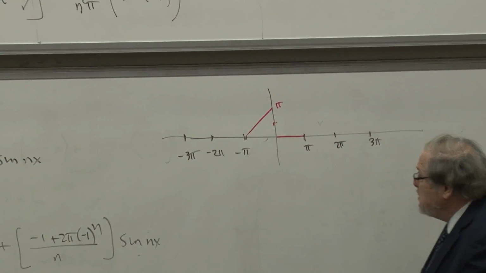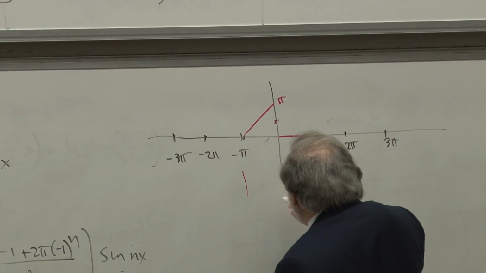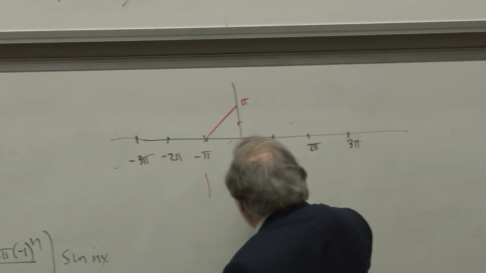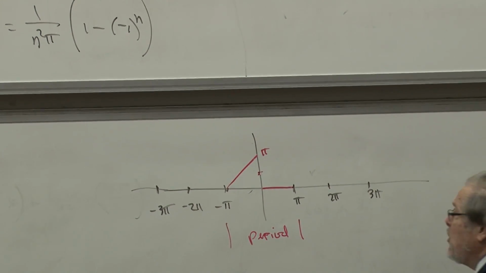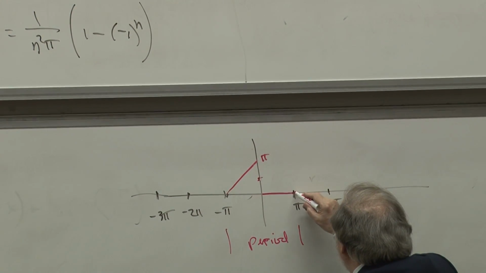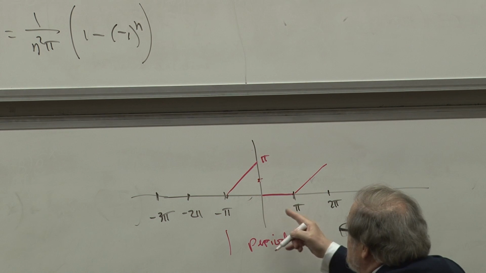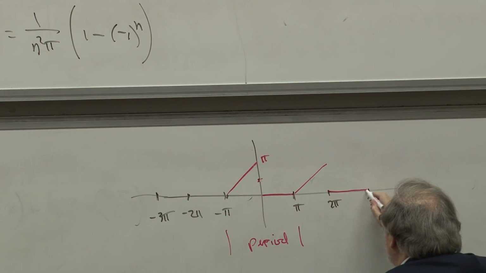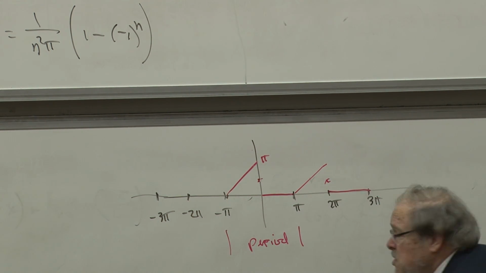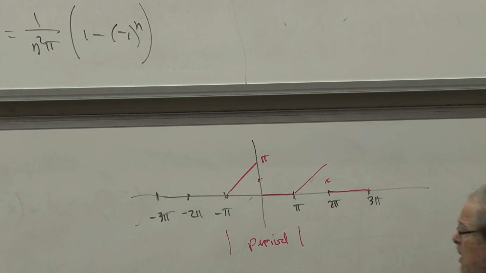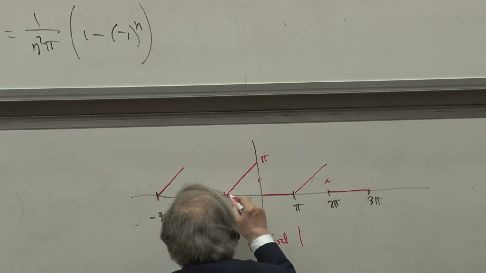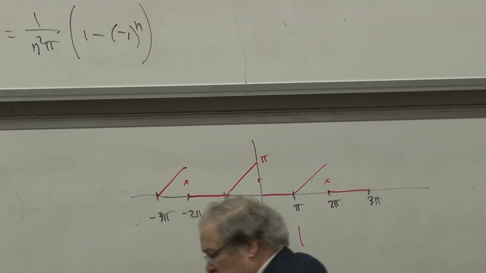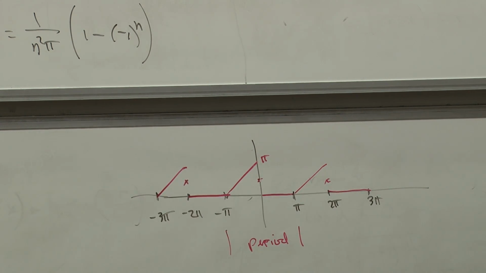This is the period. So this is my period. And so I simply reproduce things here, making sure that things jump. So to the right, I pick up one more period. There's a jump over there at 2 pi, and then I repeat the thing to the left. And once again, there's a jump at 3 pi.